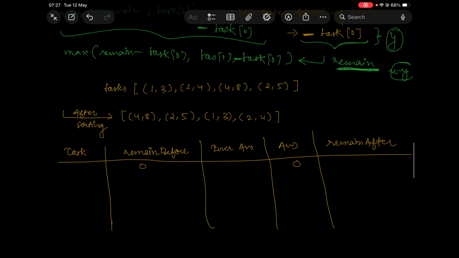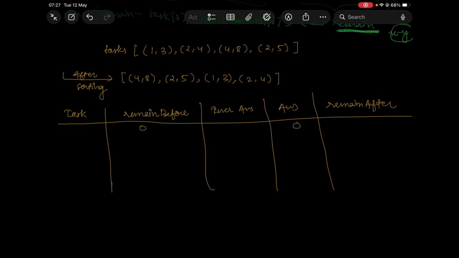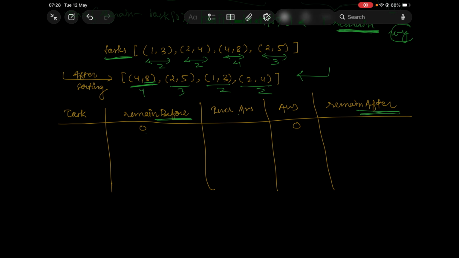Now let's do a dry run. This is the task list that is given to us, and after sorting, this is how it looks. We have sorted based on the minimum minus actual difference. The difference here is 4, here it's 3, here it's 2, and here also it's 2. So when we sorted it, the one with difference 4 came first, then 3, 2 and 2. Now when we started, remaining was 0. To start this task, 8 is the minimum required energy. So we increment 8 to our answer, and the answer is now 8.